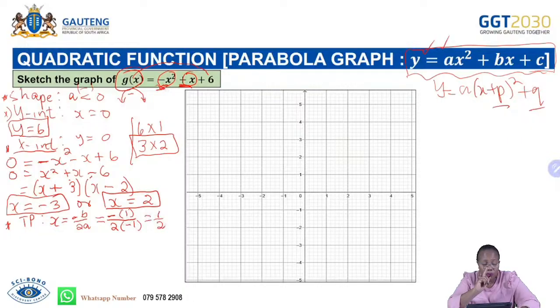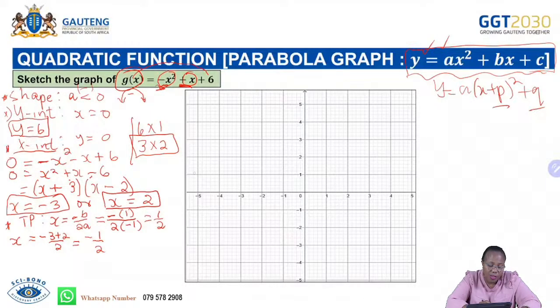That is the first way to find the x turning point. The alternative way is to look at your x-intercepts, which are minus 3 and 2. You use the midpoint formula, like in analytical geometry where you look at the midpoint. Then you say minus 3 plus 2 over 2, so x1 plus x2 divided by 2. Minus 3 plus 2 gives minus 1 over 2.